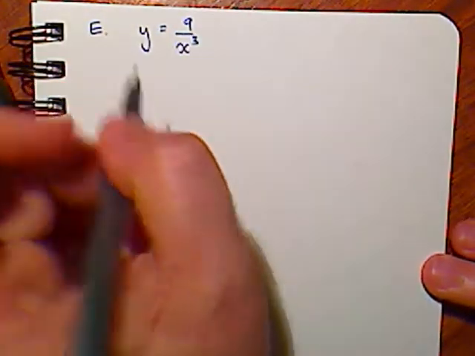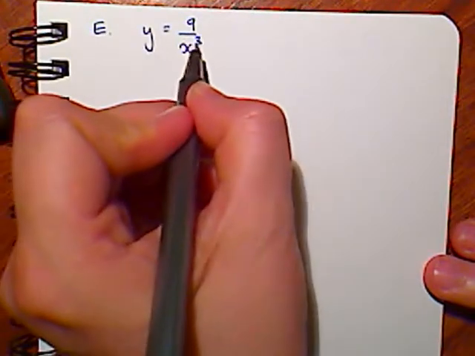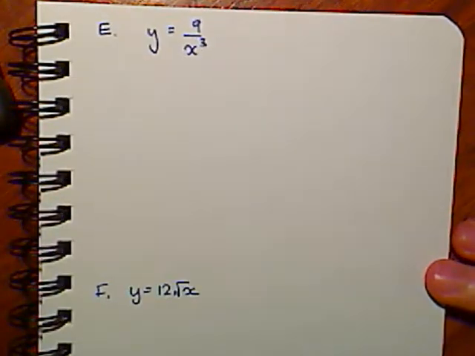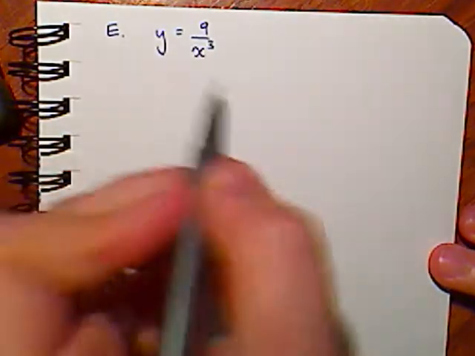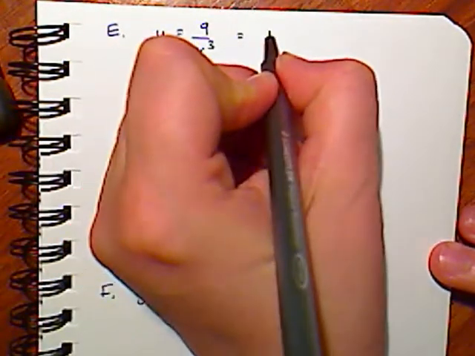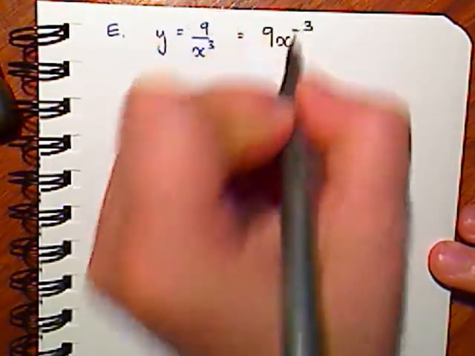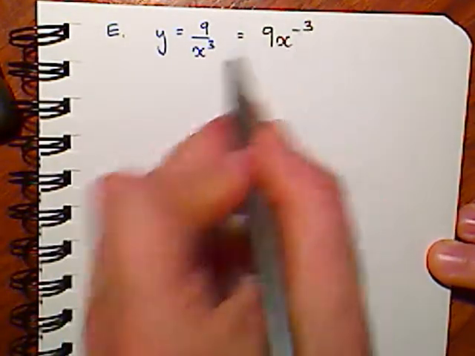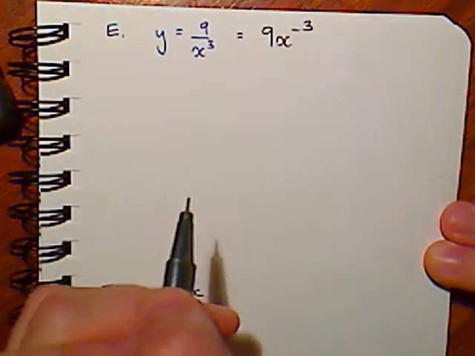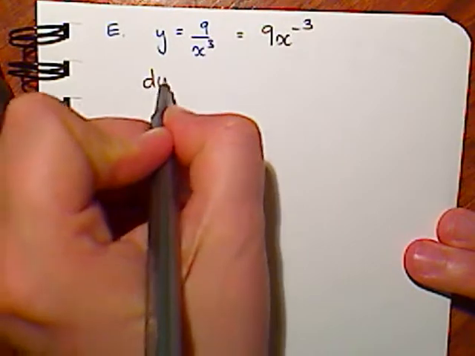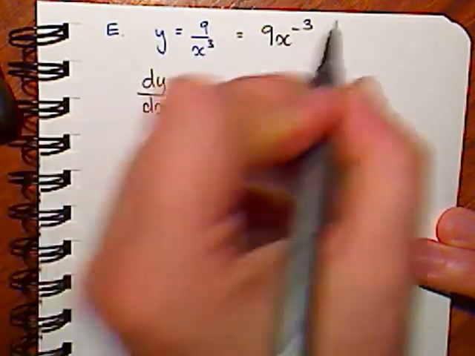This next one, before I can apply the power rule, I need to change the fraction here with the x on the denominator into an index. So this will become 9x to the minus 3. A negative index is on the bottom of a fraction. And now I can use my power rule to find the derivative dy/dx.